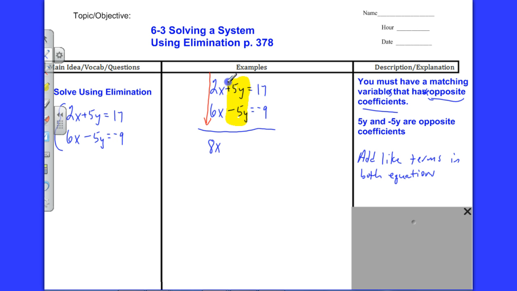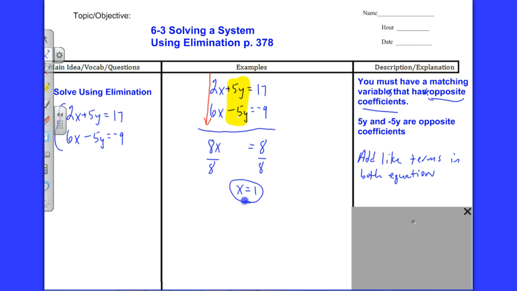Now watch what happens here. Positive 5y plus negative 5y, that's 0. So that's nothing. Now I have 17 plus negative 9, that's 8. So by using elimination, I can see that 8x is equal to 8, and I can simply solve that by dividing by 8, and I get x equals 1. Guess what? You just found your first variable. We've solved and found that x is equal to 1.